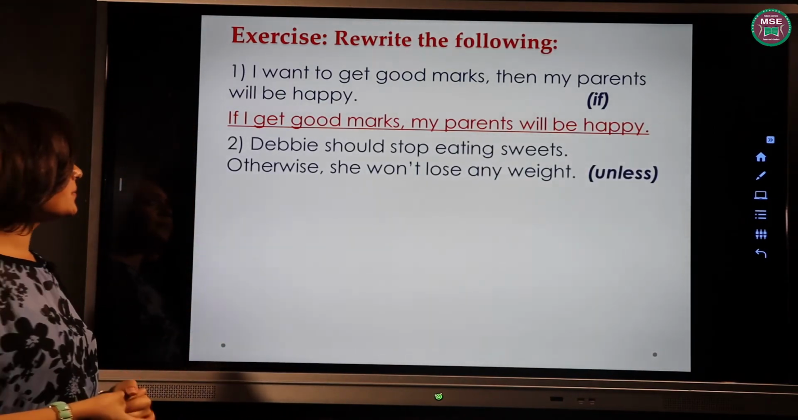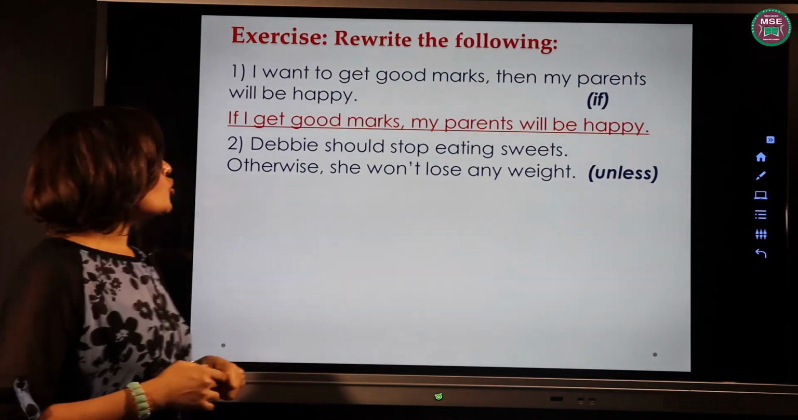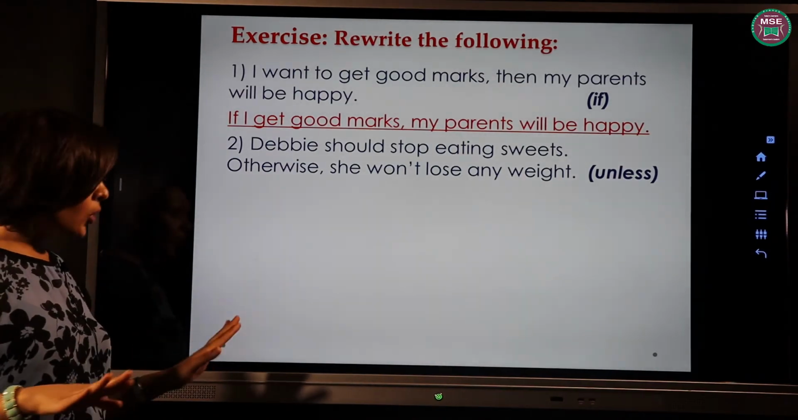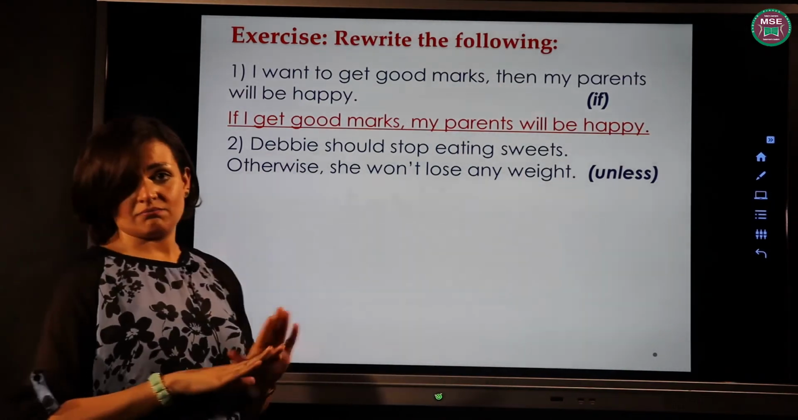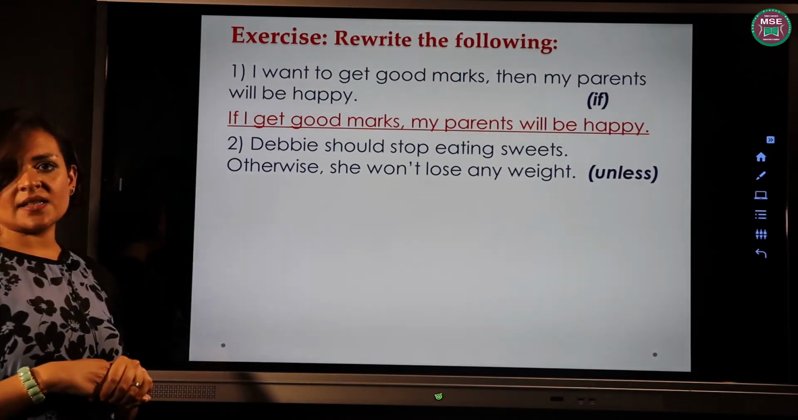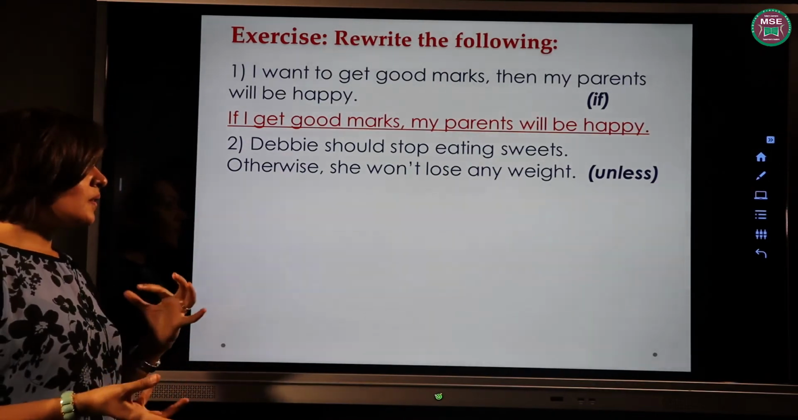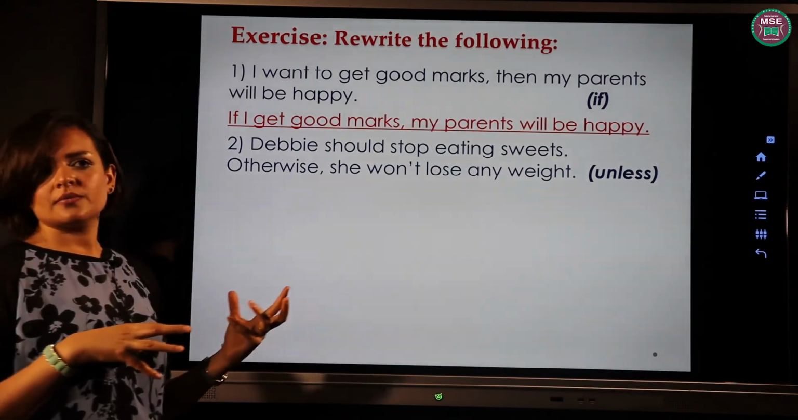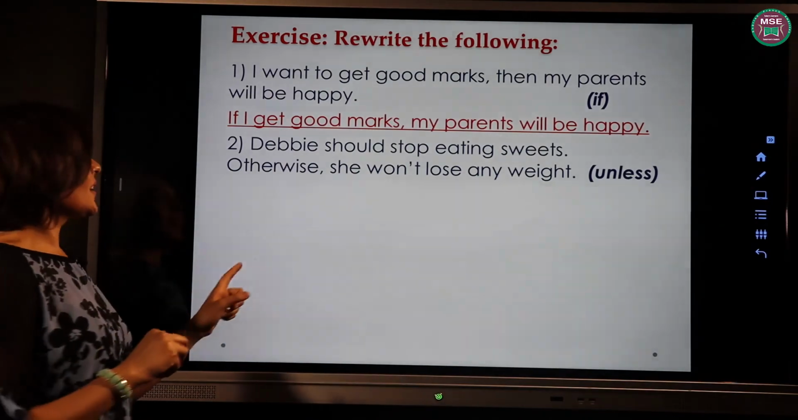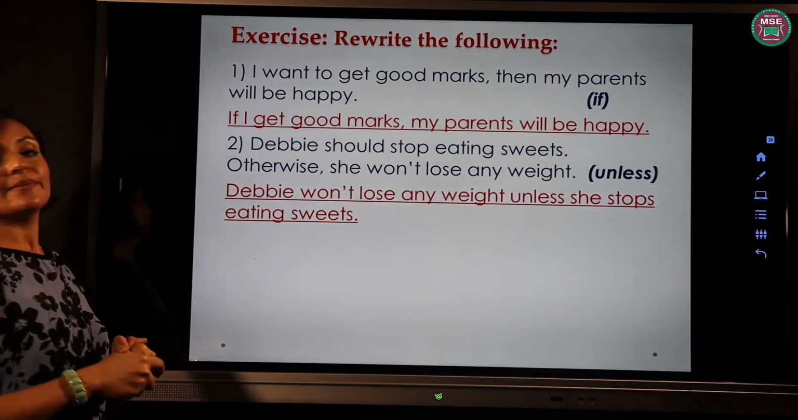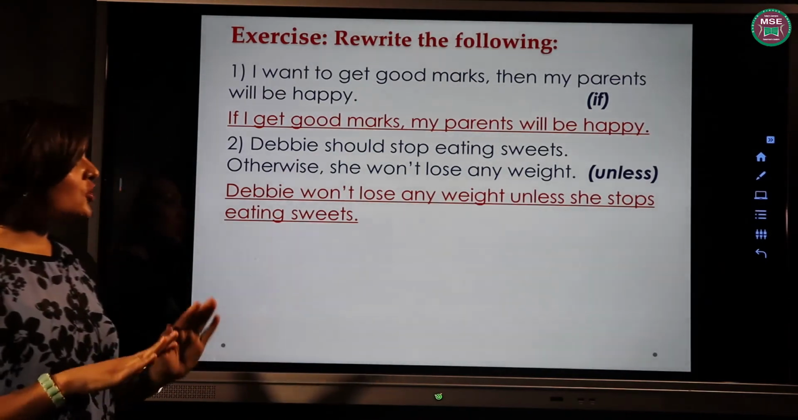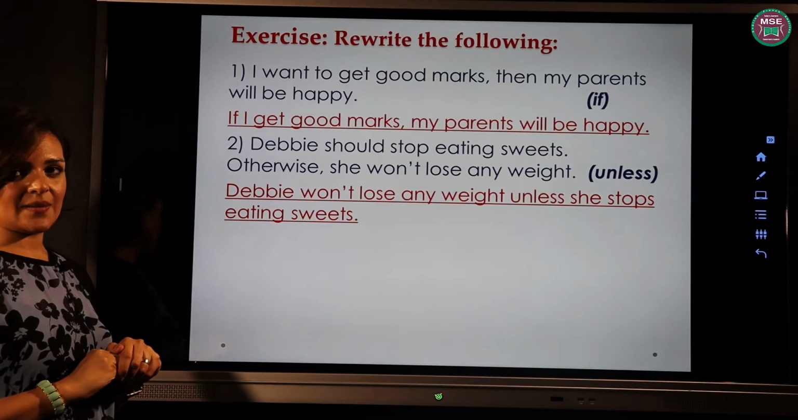The second one: Debbie should stop eating sweets, otherwise she won't lose any weight. She will not lose weight. I want to use unless in this case. What will not happen? If what doesn't happen, let's think. Yes, Debbie won't lose any weight unless she stops eating sweets.